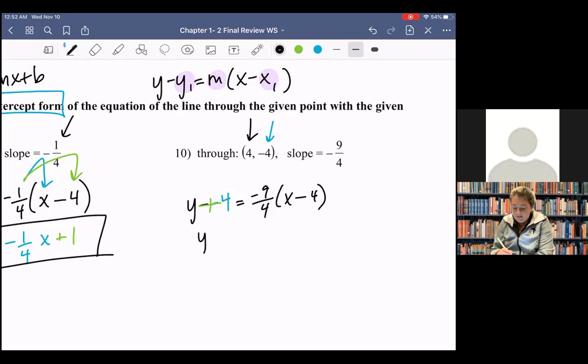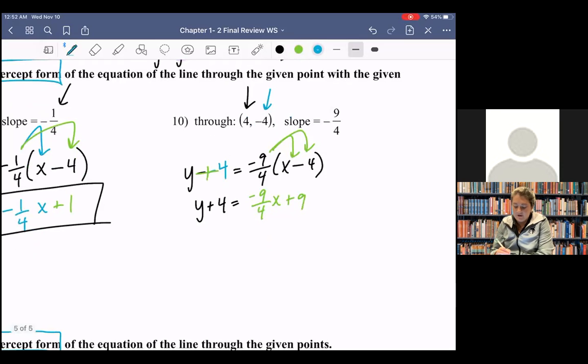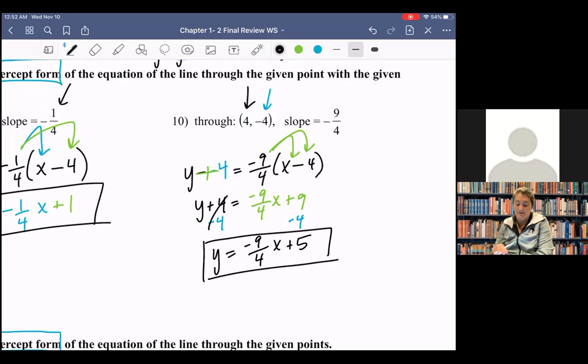Okay, so I've got y plus 4. Need to distribute this -9/4 x. And then -9/4 times -4. So there's that 4 and that 4 that are going to cancel out again. And I have -9 times, they're still a negative, so my answer would be +9. Then all I have to do is subtract this 4 away to get my final answer. And I'll have y equals -9/4 x plus 9 minus 4 leaves me with +5. Equals -9/4 x plus 5.